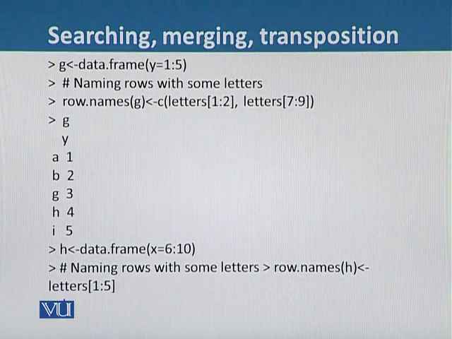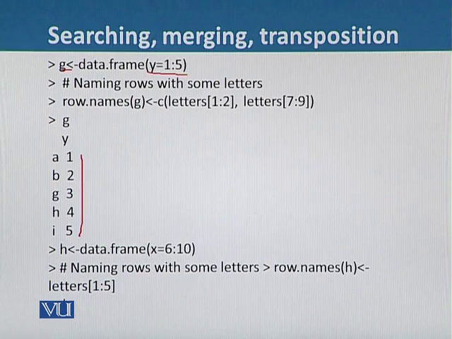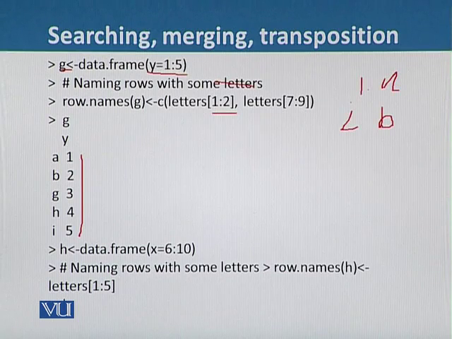So here we can see, if we want to compare two tables, we have two tables. First is the G table, and its Y column is 1 to 5. We can name the rows with some letters, and in this case 1 means A and 2 means B, and 3 means C, but we can see here there is no C.